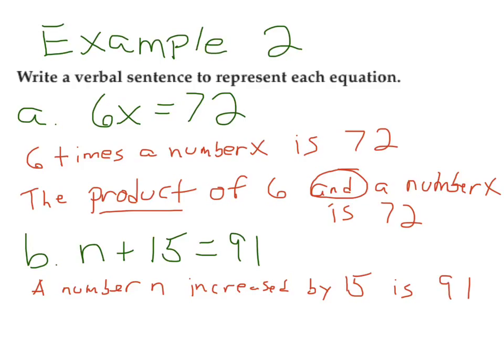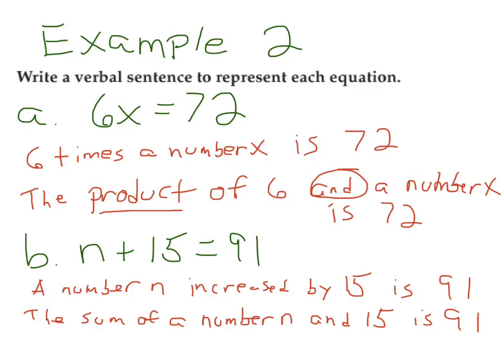And again, that's not the only way to do that. We could talk about this as the sum of two numbers. Instead of stating that the number n is increased by 15, we could say the sum of a number n and 15, right? And that's just another way to say the same thing. The sum of a number, namely n, and 15 is 91. Okay, so the is 91 part and the is 72 part didn't really change, but we can state the other side of this expression on the left of the equal sign in different ways.